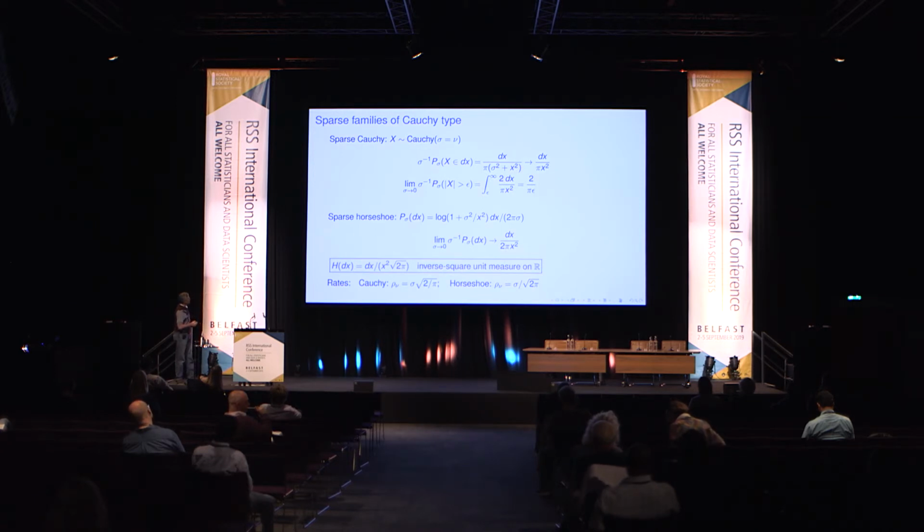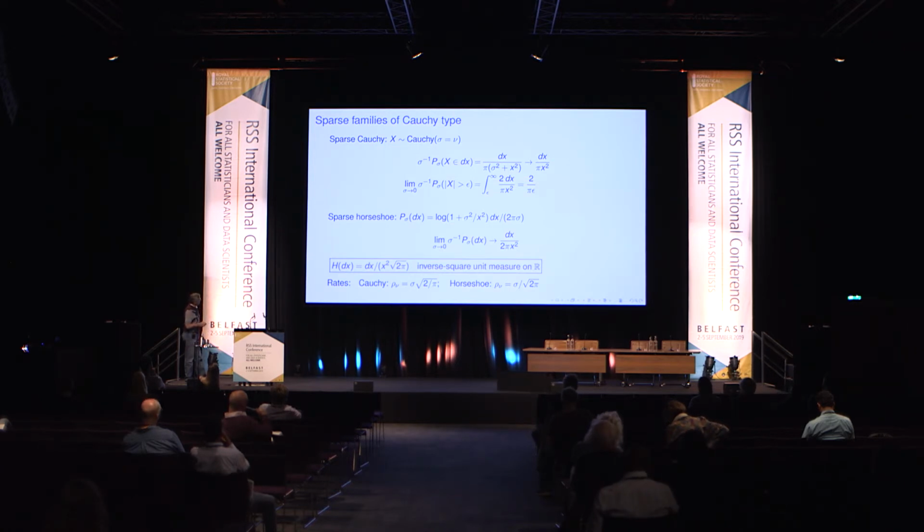Okay, and if you ask, what is the probability that the Cauchy signal lies in some small differential element dx, and divide through by sigma, and let sigma go to 0, you get dx over pi x squared. So this is proportional to the exceedance measure, it's inverse square, and it's clearly not finite at the origin, but has a finite tail.